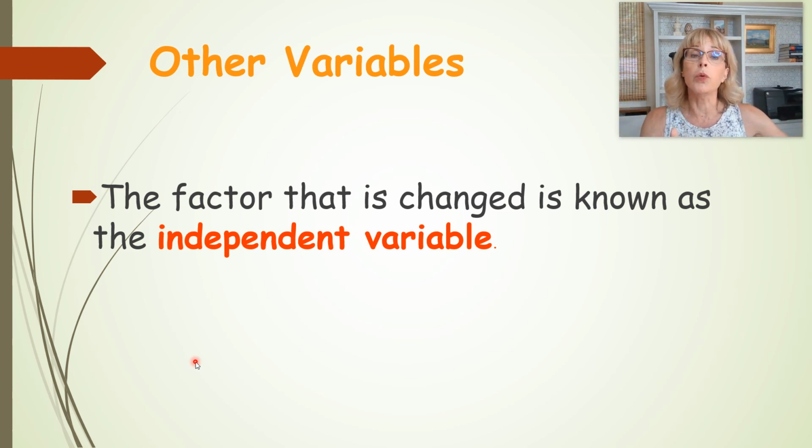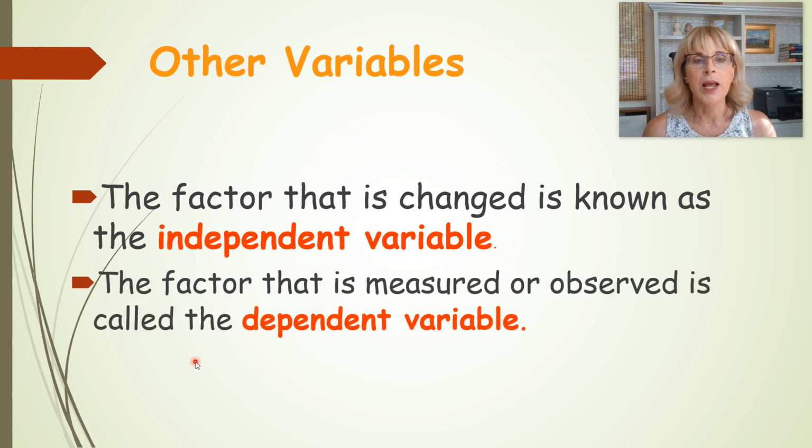And the only thing that you will change is the independent variable. You're going to give this much light to this group, twice as much light to this group, 4 times as much light to this group. Okay? That'll be your independent variable.